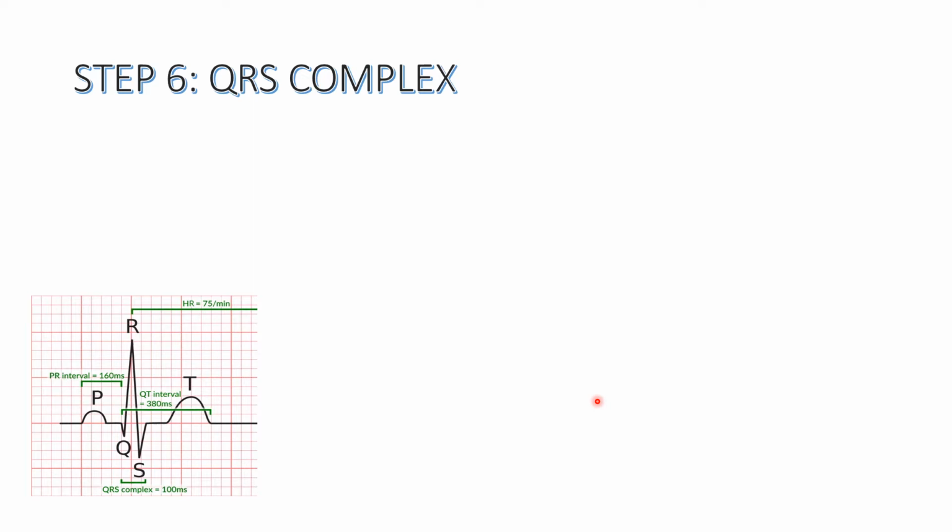So in the previous video we saw how to calculate heart rate, heart rhythm, cardiac axis, P wave and also PR interval. So moving on to the sixth step, which is the QRS complex. For that, the width should be less than 3 small boxes.